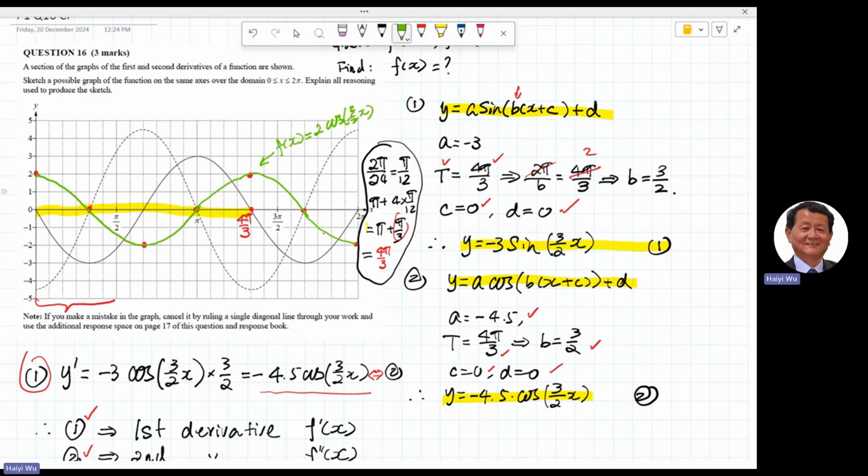That's it. That's the graphing question using the first and second derivatives to find the original function.